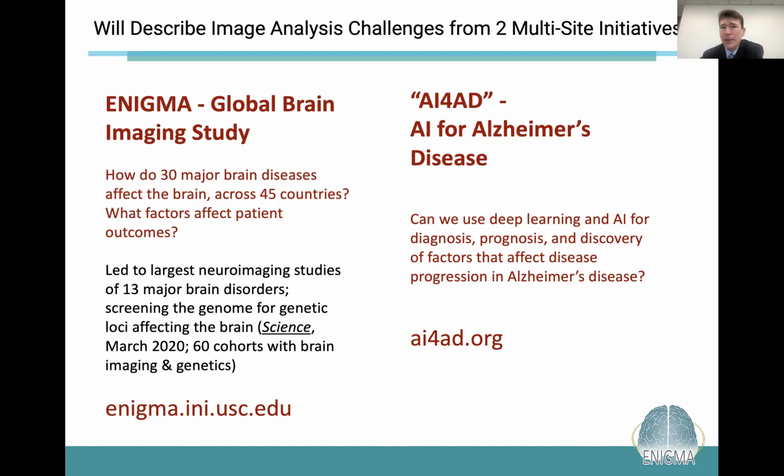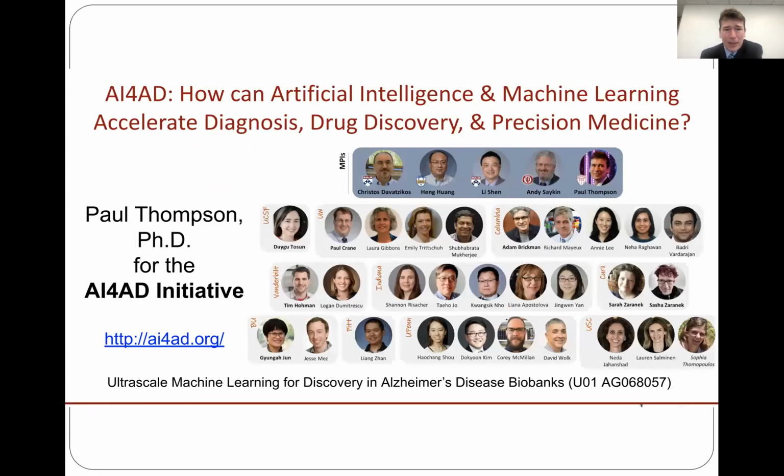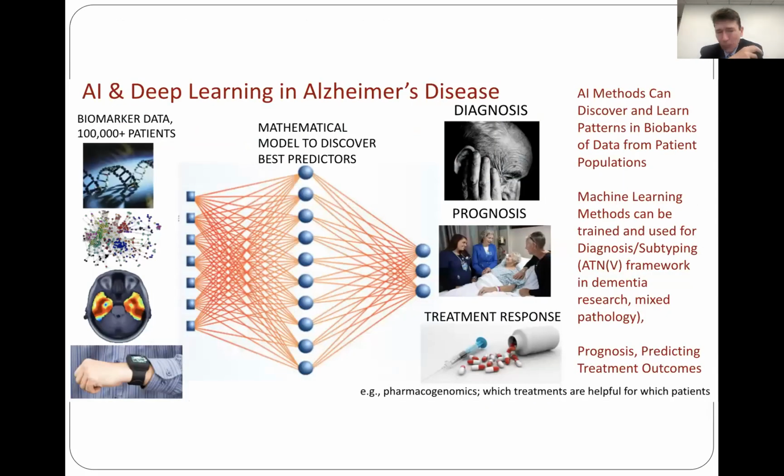Another project I'll talk about is AI4AD, which is all about using deep learning and AI for diagnosis, prognosis, and discovery of factors that affect disease progression in Alzheimer's disease. And the latter project, AI4AD, some of the people involved in this, many of whom might be known to you, are shown here.